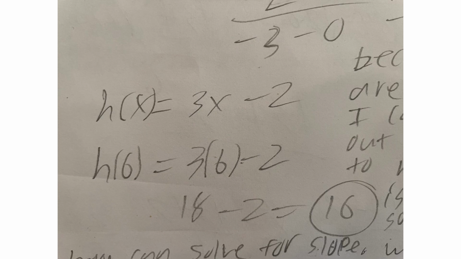And now that we have this, we can plug in the value we want to know, h of 6, meaning h of 6 is equal to 3 times 6 minus 2, which is 18 minus 2 equals 16. So h of 6 equals 16.